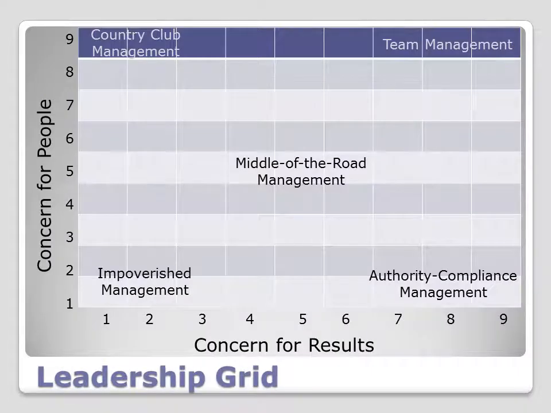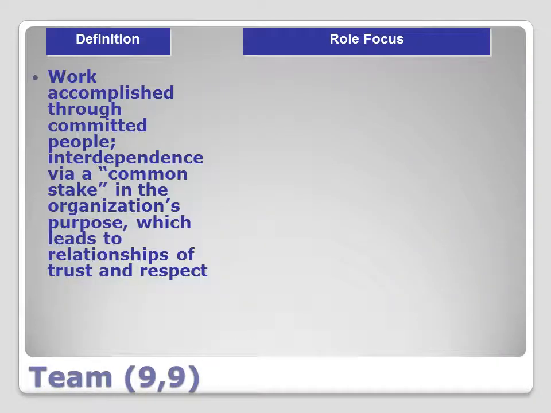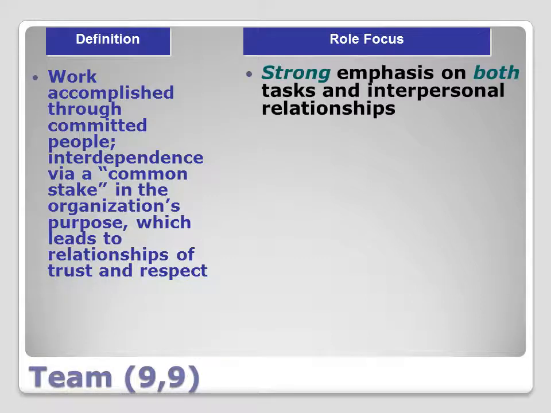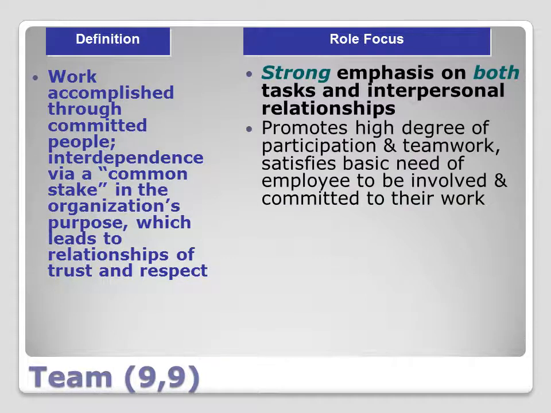And then we have up here what we'll call team management leaders. In this, they have a very high concern for the people they're with and a very high concern for results. So for the team management style of leadership, work's accomplished through committed people, interdependence via a common stake in the organization's purpose, which leads to relationships of trust and respect. Everyone in this kind of organization has a high buy-in and is committed to the task at hand. So there's a strong emphasis both task and interpersonal relationship from the leadership.